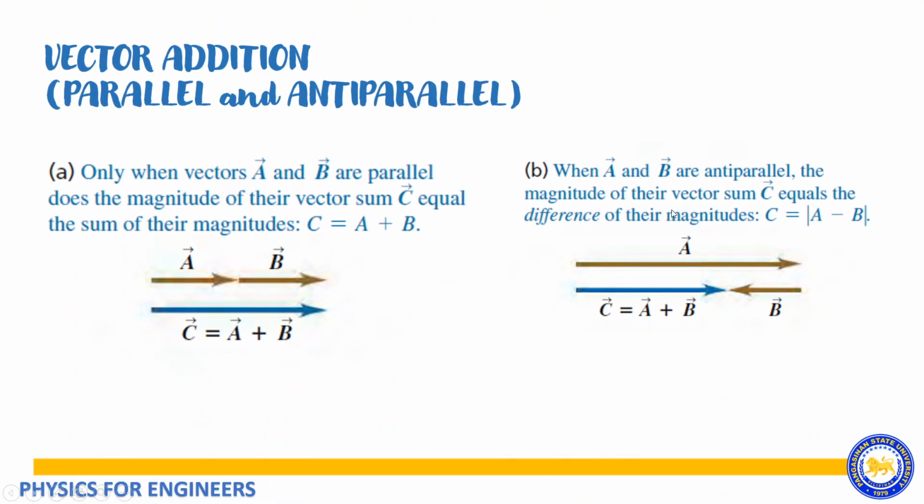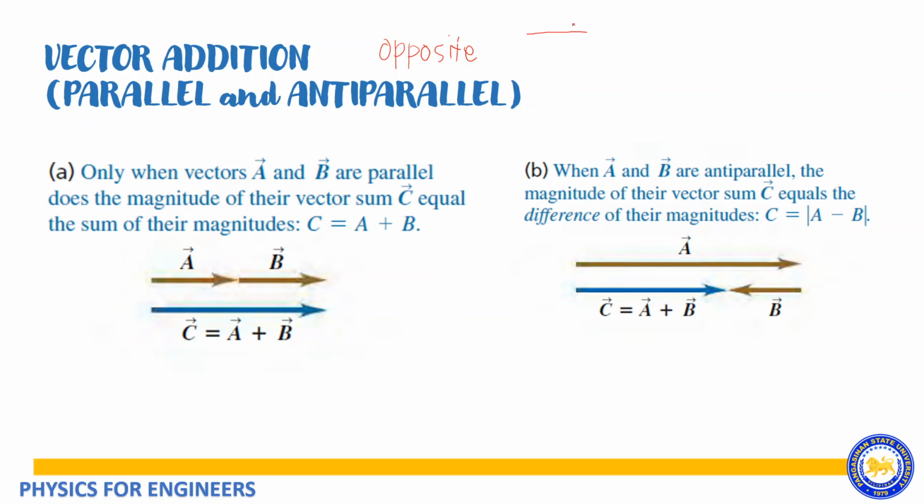Next, how do we do vector addition kapag parallel or anti-parallel? Diba kapag parallel, sinabi natin kanina, is pares na direction. Kapag anti-parallel naman, is magkasalungat. Hindi sila magkaiba ng direction, pero opposite. Kasi pag sinabi mong magkaiba, pwedeng hindi siya opposite. Magkaiba lang ng direction.